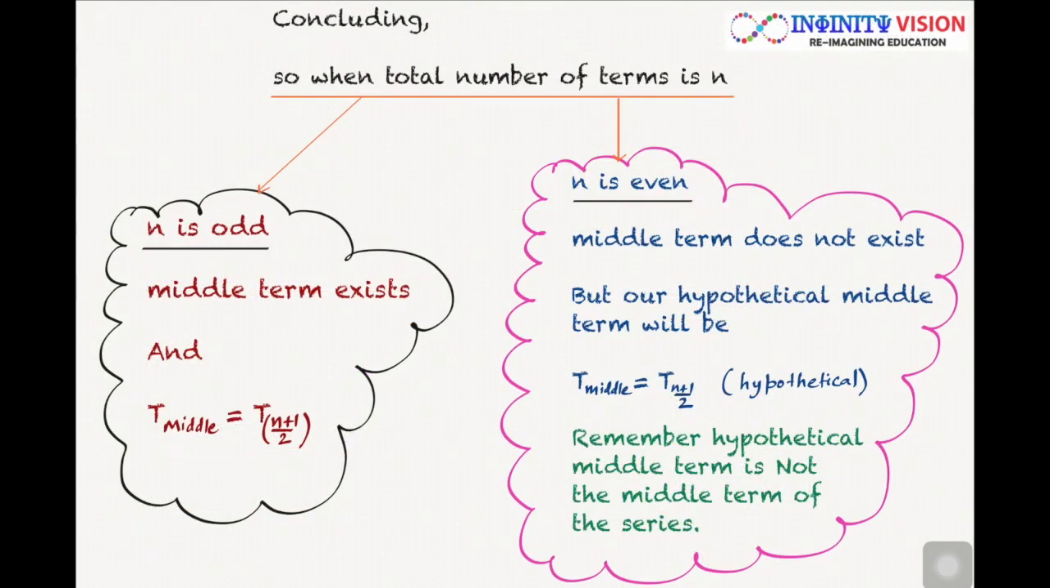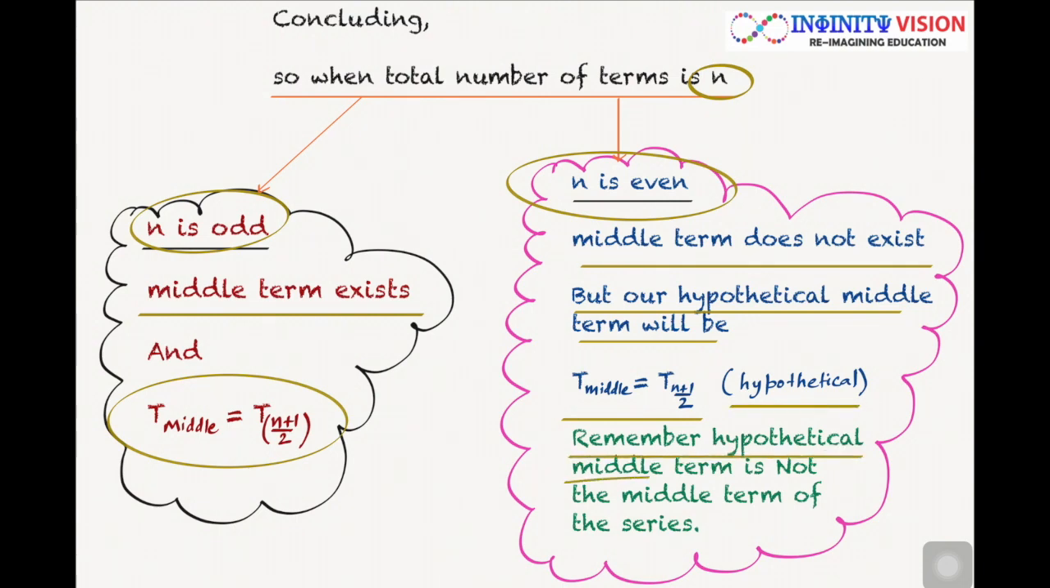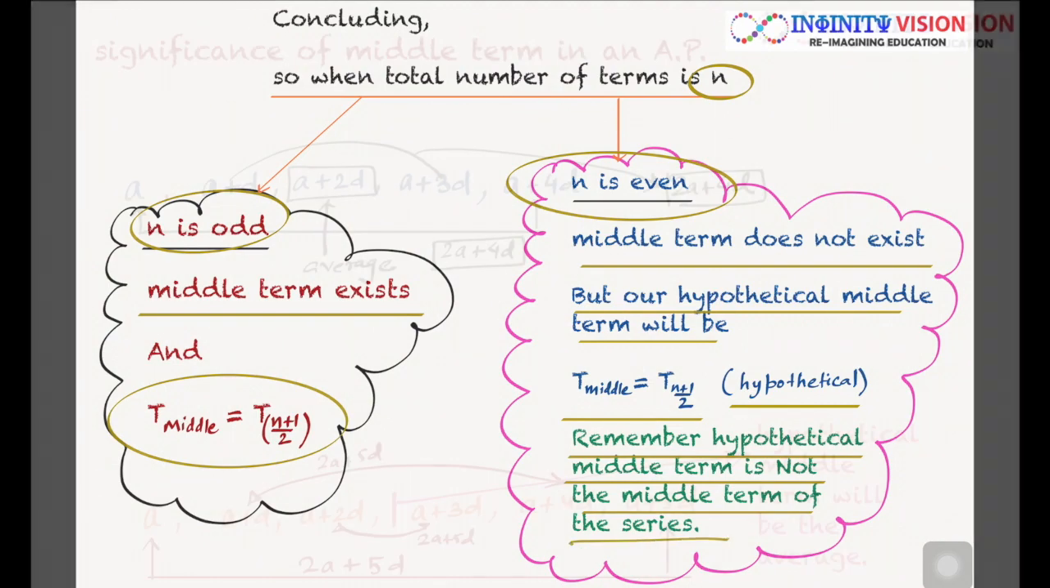Concluding, when the total number of terms is n, n could be odd or even. When n is odd, the middle term exists and T middle is T of (n plus 1) by 2. When n is even, the middle term does not exist, or we sometimes say 2 middle terms exist. But our hypothetical middle term is not a part of the series, so we are not going to call it the real middle term, but it will be used in the problem solving part. We'll call it hypothetical and write T middle is T of (n plus 1) by 2. Remember, this is hypothetical. A hypothetical middle term is not the middle term of the series.